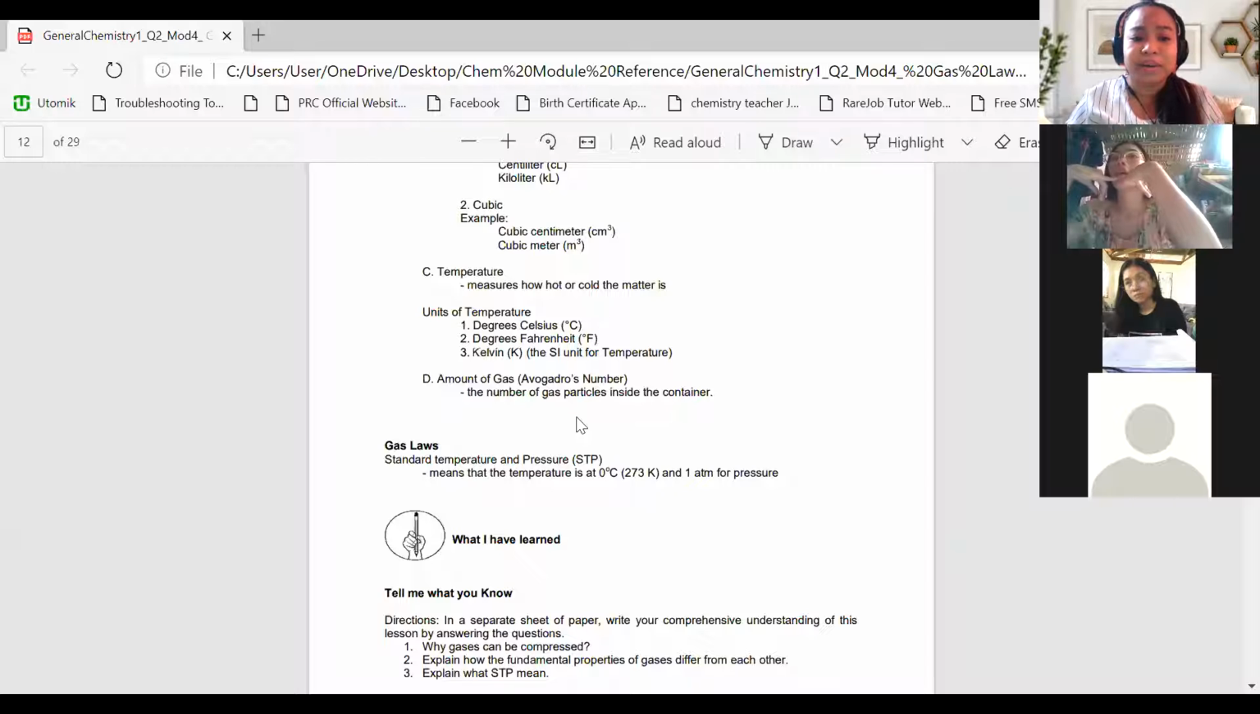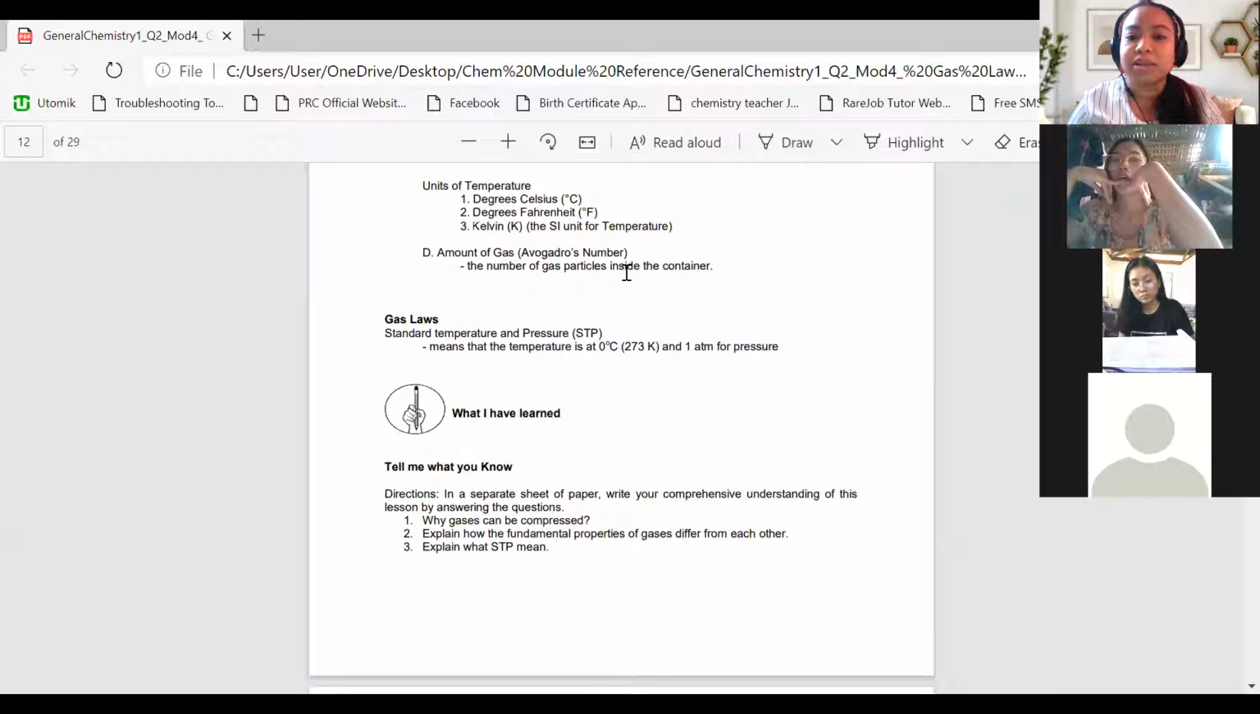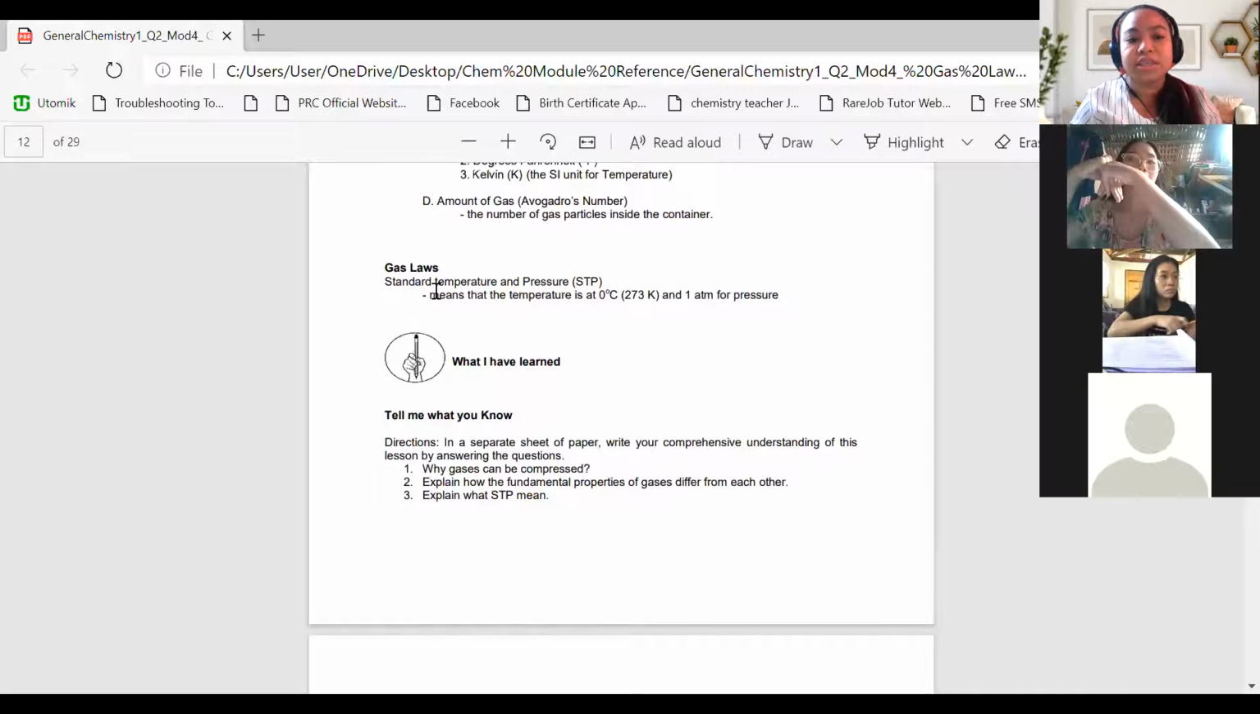Next, we have the amount of gas. We call it the Avogadro's number. The Avogadro's number has a value which we will know later. So the number of gas particles inside the container is what we call the Avogadro's number. So later on, we will know the relationships. So standard temperature and pressure. We call it the STP.